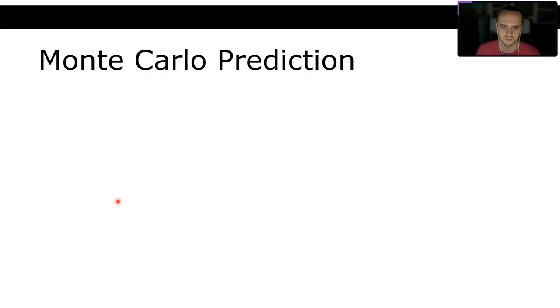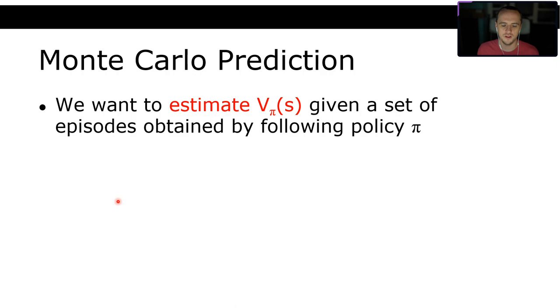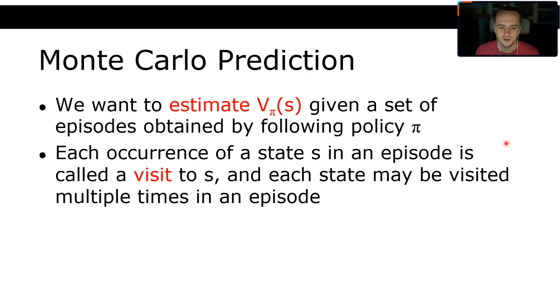So Monte Carlo prediction. What is our goal? Our goal is to estimate V pi of S given a set of episodes that we obtained by following a policy pi. Each occurrence of a state S in an episode is called a visit to S, and each state may be visited multiple times in an episode. For example, if we're doing pathfinding, maybe our policy is not great yet and it has us visiting the same state multiple times.